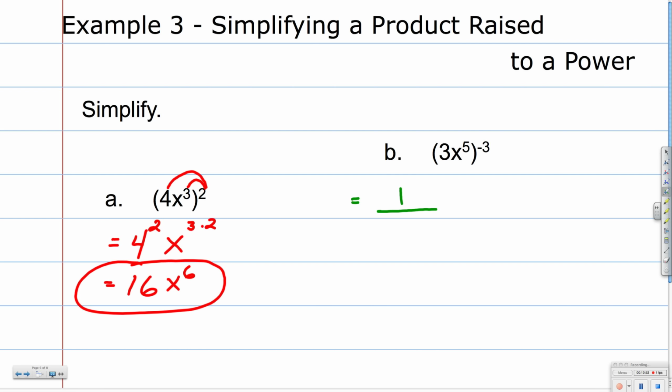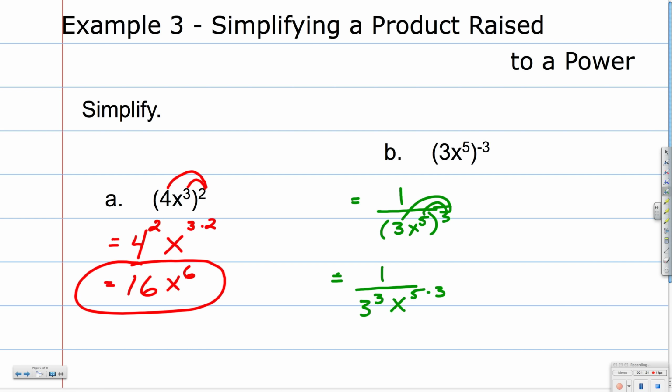So using the negative exponent property, I'll rewrite this as 1 over the product of 3x to the 5th to the positive 3 power. Now we do what we did in example A. We have to apply this exponent of 3 to x to the 5th and to 3. In other words, we need to raise 3 to the 3rd power, and we need to raise x to the 5th to the 3rd power, and we use the power of a power rule to do that. So that would be x to the 5 times 3.